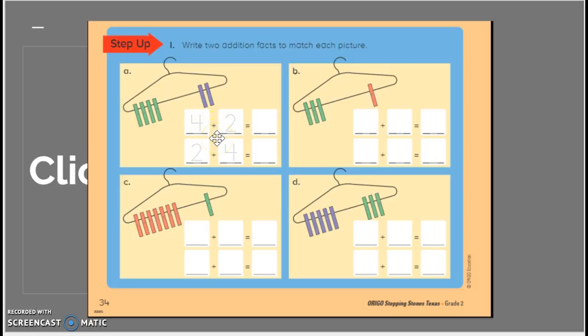When you turn the hanger around, the facts also turn around, or the add-ins, or the parts. If you imagine this hanger was turned around, then we would have the 2 blue clothespins on the left and the 4 green clothespins on the right. Do the same for questions B, C, and D. Press pause until you are ready to go on to the next page.